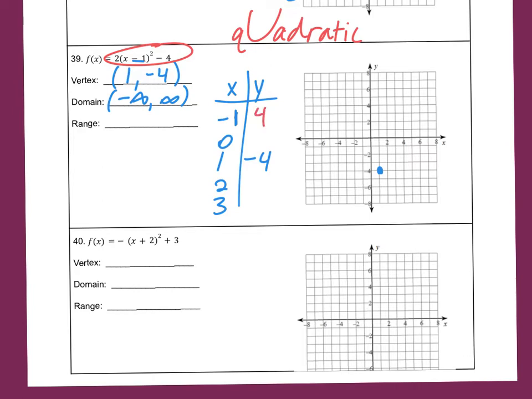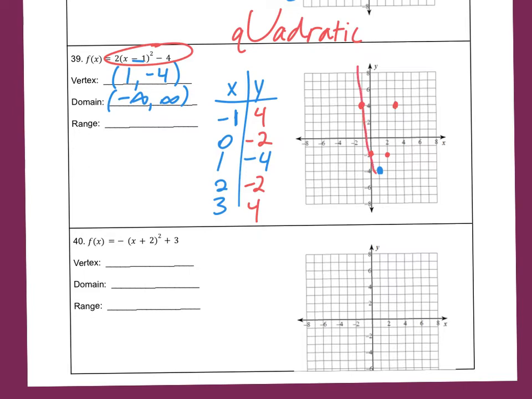And when I go plug in 0, I get -2, and when I plug in 2, I get -2, and when I plug in 3, I get 4, okay? So go and plot these points: (-1, 4), (0, -2), (2, -2), (3, 4).